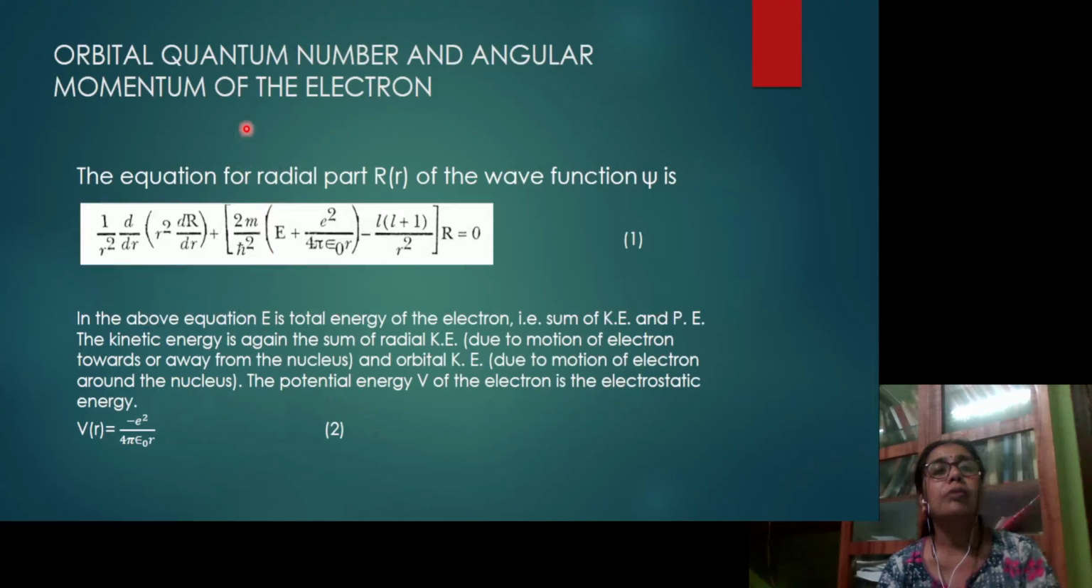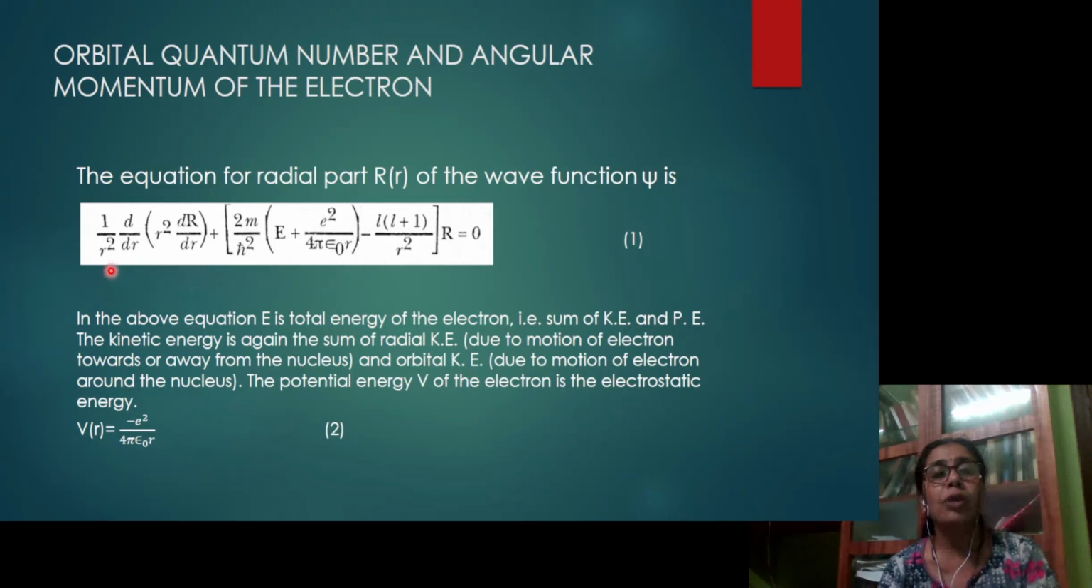In the beginning, we will start with the orbital quantum number and angular momentum of the electron. We are going to derive the relation between these two, that is, the orbital quantum number and the angular momentum of the electron. So let us start with the R equation. The equation for the radial part of the wave function psi of the hydrogen atom that we derived in the previous lecture is rewritten over here.